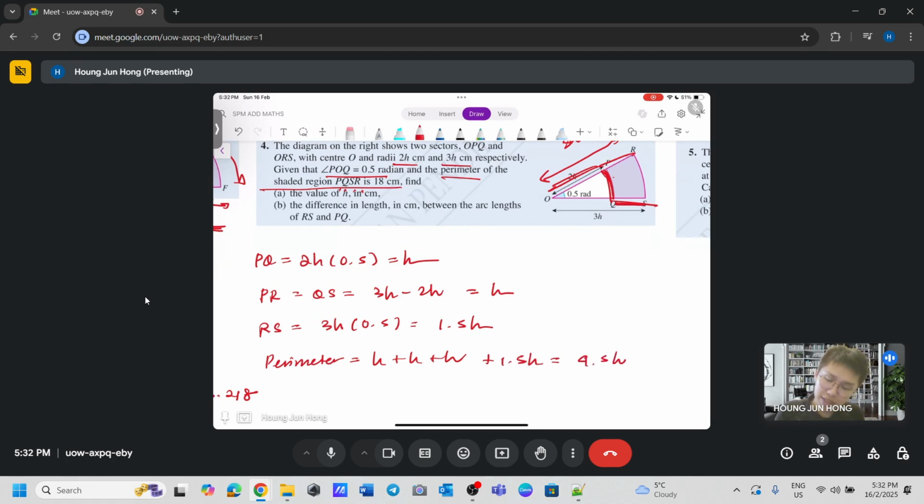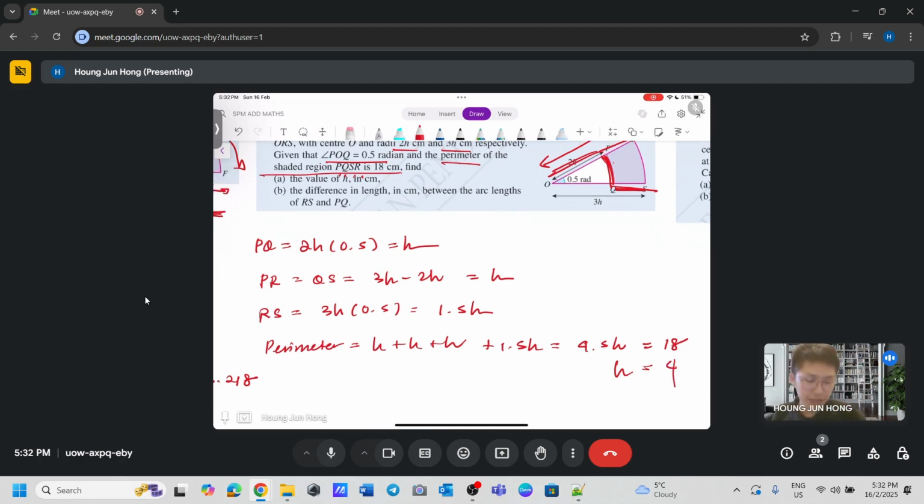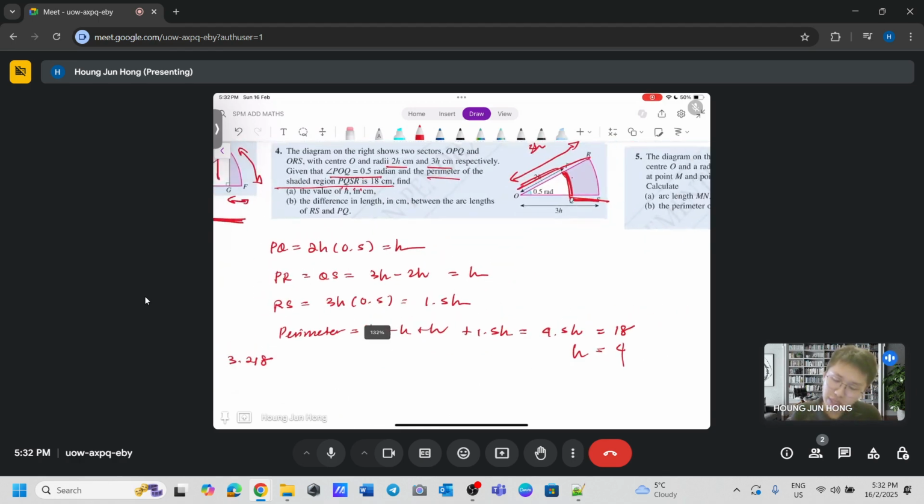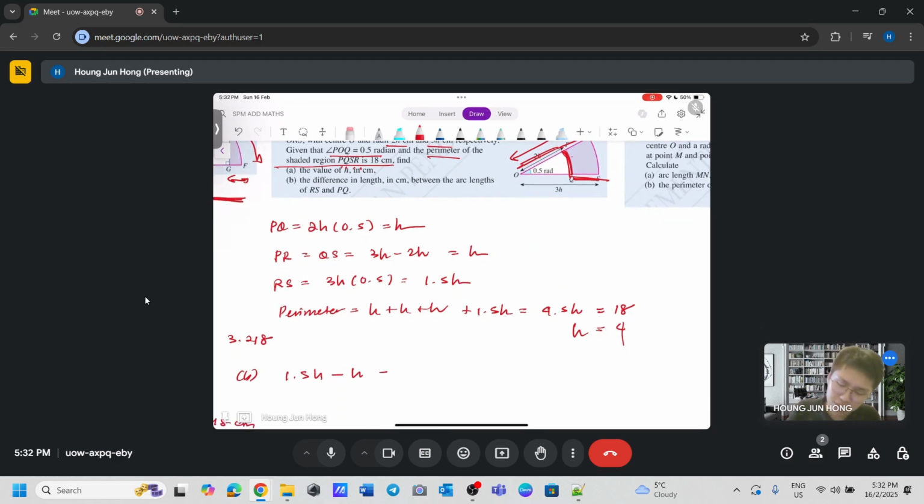You get 4.5h. And this is equal to 18. So what is h? Just do a simple division. h is 4. Then moving on to find the difference in length between RS and PQ. Very simple. It's 1.5h minus h, or you can just plug in the numbers, 0.5h. So this is going to be 0.5 times, sorry, times 4, which is 2 cm. Okay, that's it. Next one.